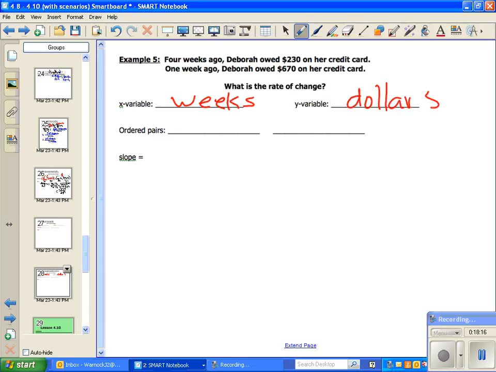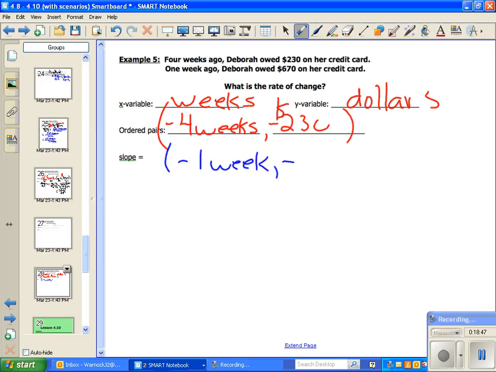Okay, ordered pairs. When I say 4 weeks ago she owed $230, what is that ordered pair? David. Very good. Good. Whenever I say ago, that means it happened in the past. Negative 4 weeks, negative $230. And then what's the other one, Chris? Good. Negative 1 week, negative $270.